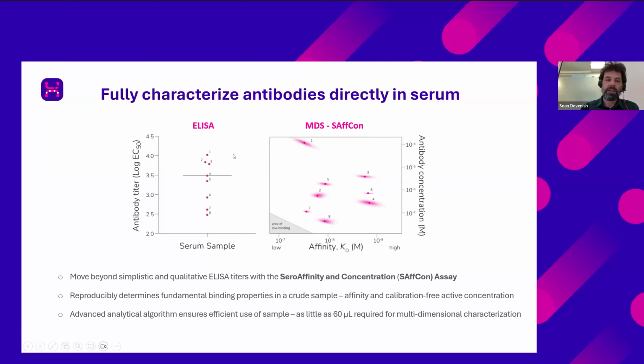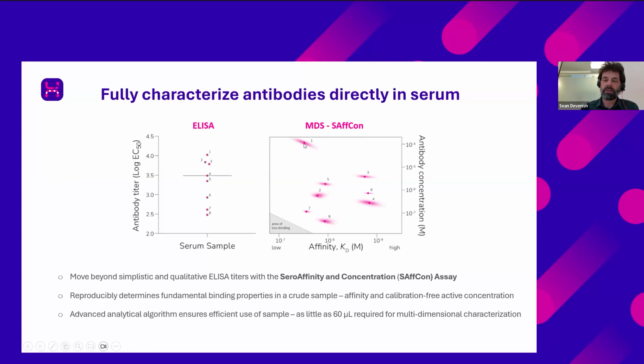Using our SAFCON assay, we can take these same samples and actually start to understand them according to their fundamental parameters of affinity and concentration. And so you can see here, for example, if we look at the top rank sample by ELISA, what we see in our SAFCON assay is this one does indeed have a very high concentration. It's by far the highest concentration in the cohort of samples. However, it has quite a low affinity.